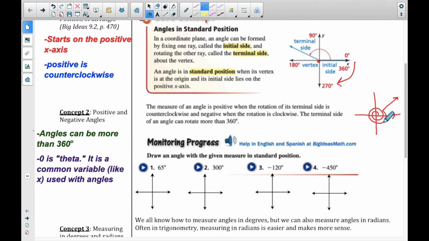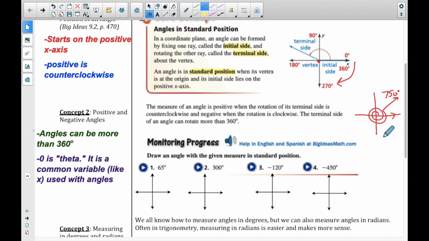I went 360, 720, and then some more. And so this angle, I don't know, this is going to be about 750 degrees, let's say. Okay, you can have an angle of more than 360 degrees. Why would you want that?